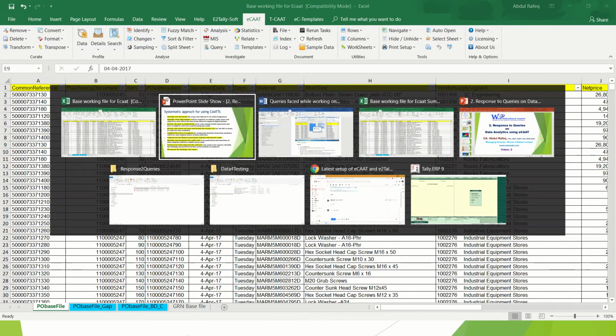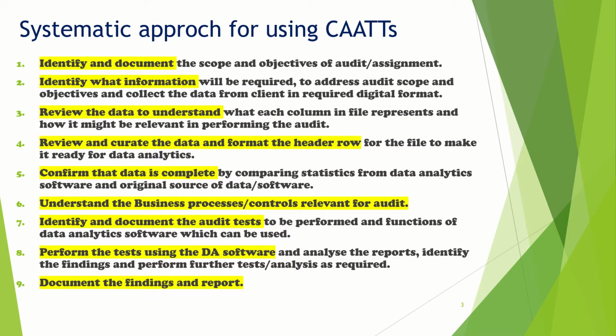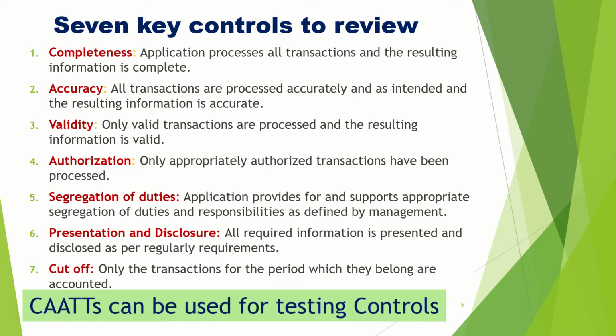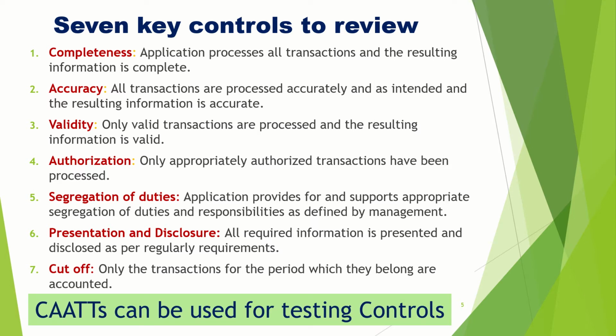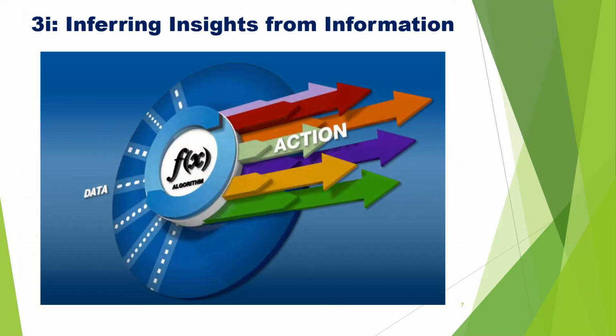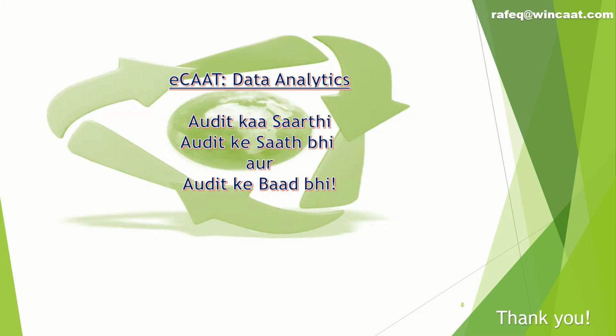Now let's go further back to our presentation. So you confirm that the data is complete, understand the business process and the rules, document the audit test you're going to perform based on the tests, and then you understand the business process, the regulatory requirements, organization structure, and the technology deployed. Now these are 7 key controls we talked about. So as I said, CAATs can be used for testing controls at the compliance level and at the substantive level also. So these are the 7 steps which I talked about. Get the data ready for data analytics, make a copy of the files and perform analysis, perform the harmonized sheet which you have already seen, document the field description and the related rules, delete the fields which are not required, and review the field formats and change them to the required format, and then you can perform the eCAAT functions. As I said, the bottom line is you should be able to infer insight from information.